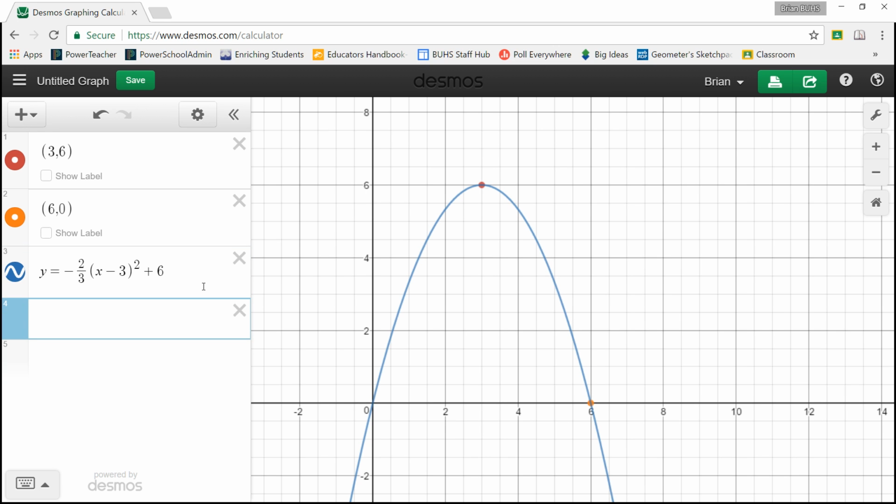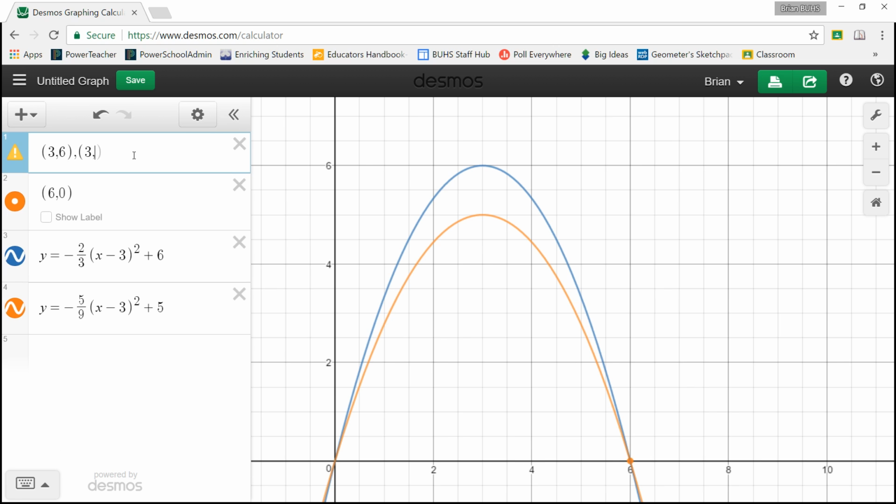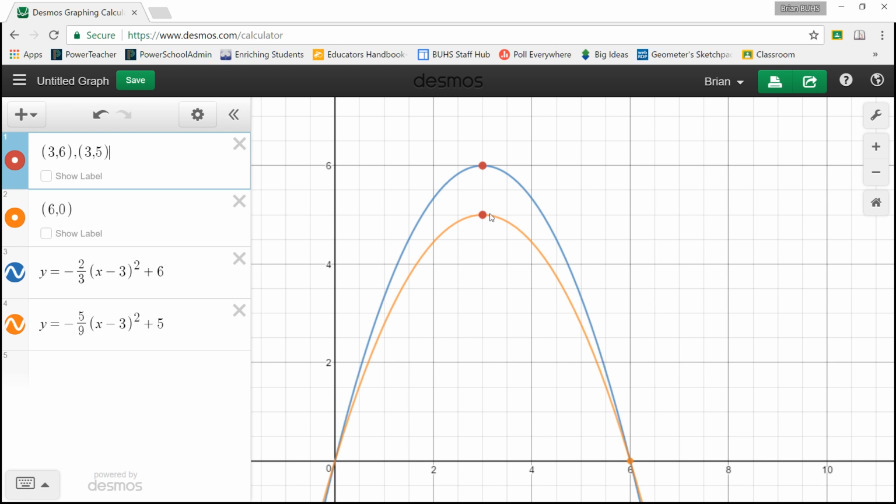All right, and let's actually graph the other one as well. y equals, what was that, negative 5/9? Negative 5/9 times, I gotta get out of that denominator there, x minus 3 all squared plus 5. And so check that out. I've got two parabolas that actually start at the same place and end at the same place, but they had different vertices, which is how you pluralize the word vertex. So this one passes through 3, 5. There you go.